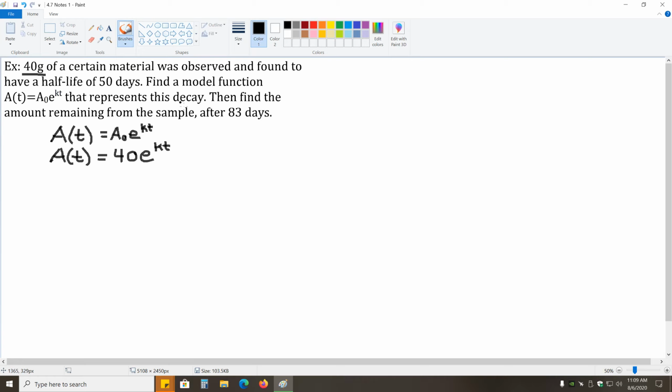Looking at this problem, notice that it said that a half-life occurs after 50 days. So if we plug 50 in for t, then the only thing we need here is A of 50. What would A of 50 be? Well, that's where the half-life part of this problem comes into play. A half-life means that after a certain amount of time passes, half of the original material will remain. So, we started with 40 grams. That means we're going to have 40 divided by 2 grams remaining after 50 days. So we have 40 divided by 2 on the left equals 40 e to the 50k.